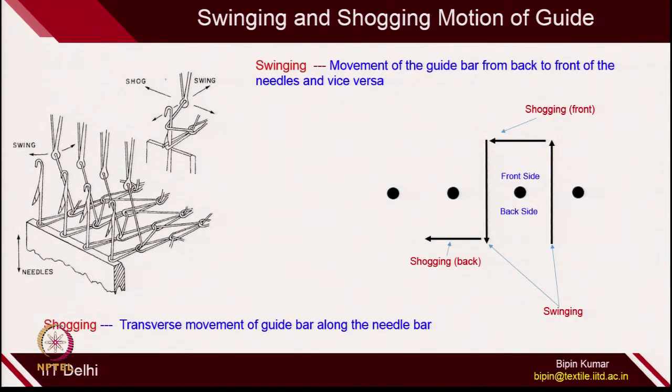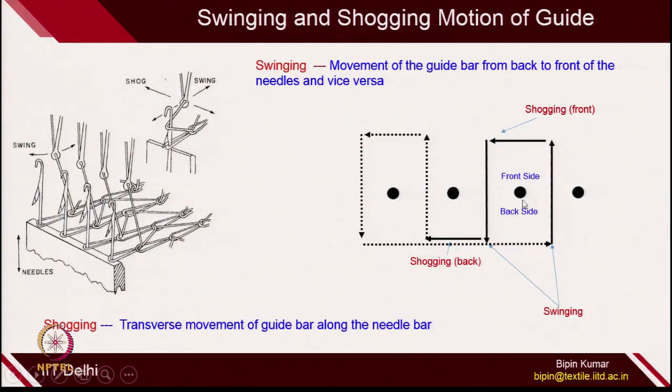Now, let us see again, this is what I just described here. We started from here. So, this is two swinging motions. First swinging, then shogging on the front side, then swinging towards the back side, then shogging on the back side. And after that, it changes the position. The same guide which was standing here, after formation of the first course, is now starting from this point in the second course, and it is providing yarn to this particular needle. Again swinging, shogging on the front side, then swinging and then shogging on the back side. After completing the second course, the guide bar reaches its original position and the whole process is repeated.